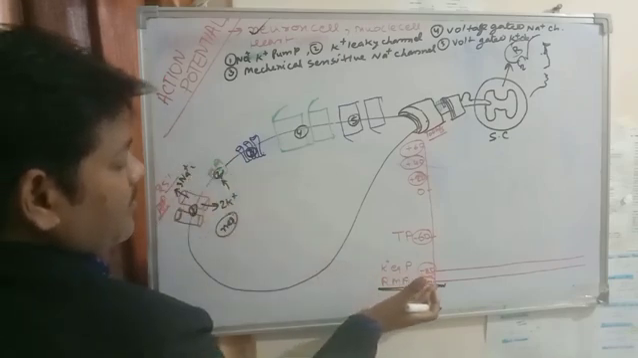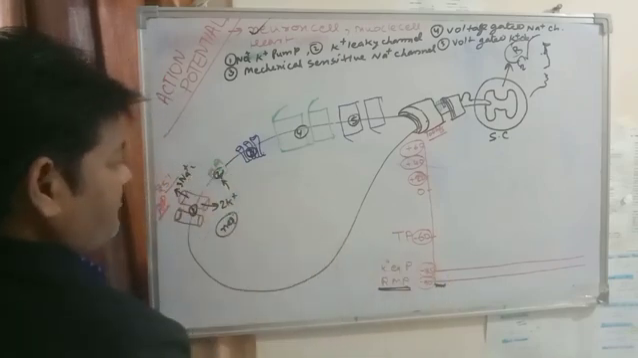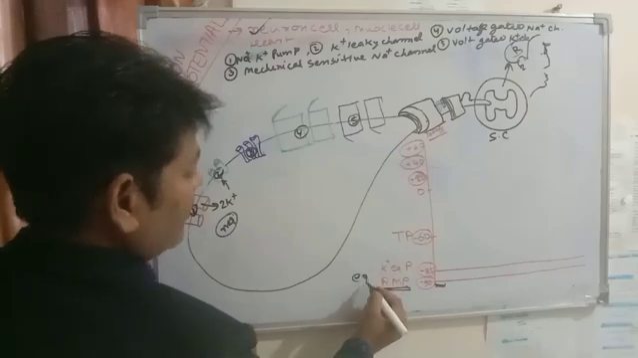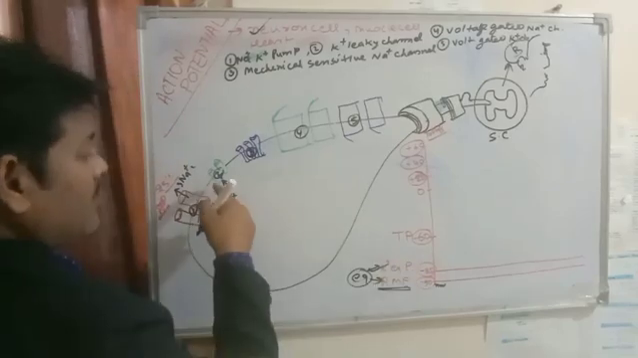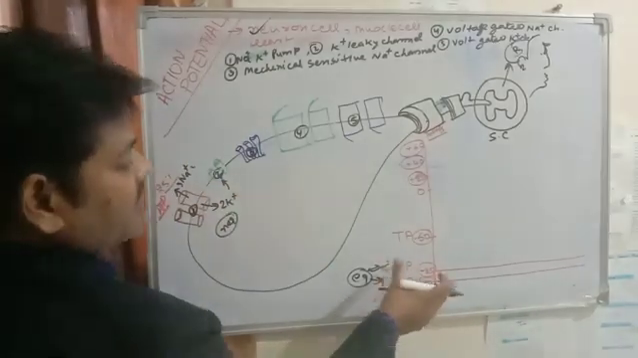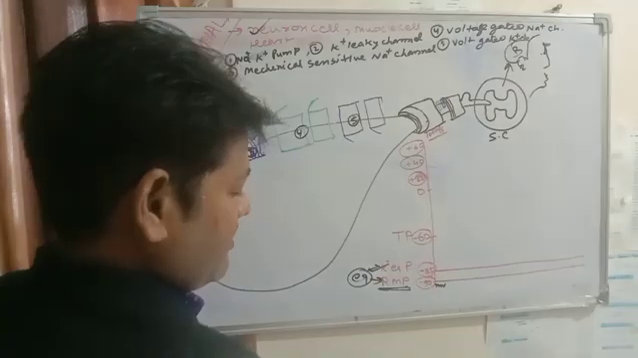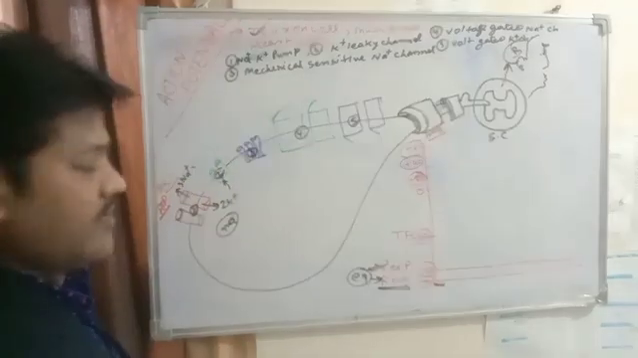This slightly reduces the minus polarity, but nearly both are equal. The potassium equilibrium potential and the resting membrane potential are both equal in this case.